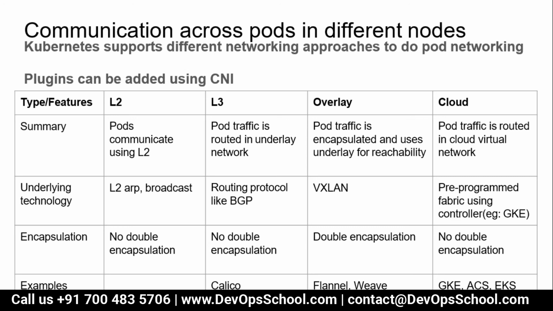So now whether you want L3 with BGP, L2 with ARP or broadcast, or L3 with VXLAN technology, you have to decide. You have to decide whether you want no double encapsulation or double encapsulation. I used Weave. You are going to use Calico, Weave, Flannel, anything. You have to decide. And based on that, you just get one Calico YAML file.